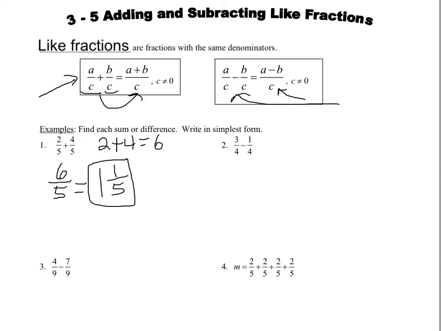With subtracting, here we know we have a common denominator of 4, or a like denominator of 4. This is a subtraction problem, so we need to subtract our numerators, or do 3 minus 1, which is 2. So we would have 2/4, which we simplify down to 1/2.